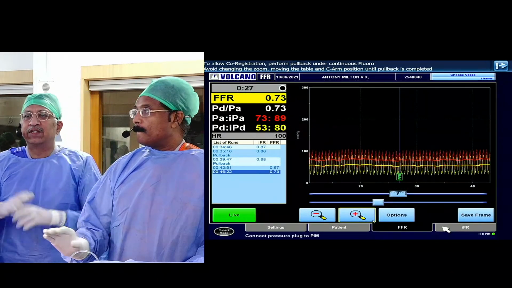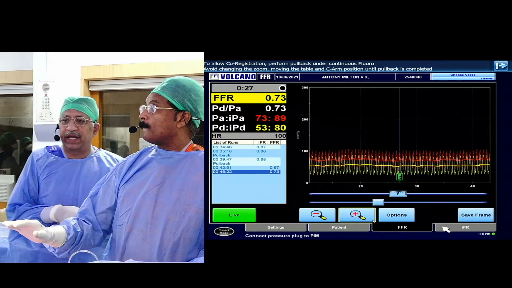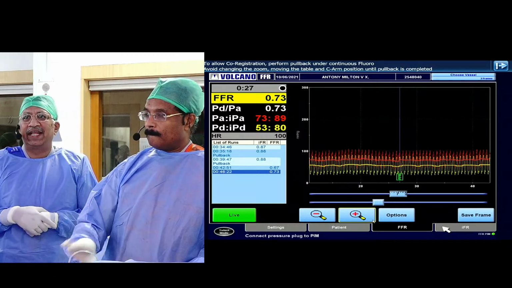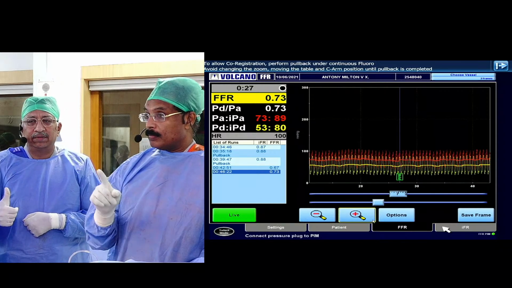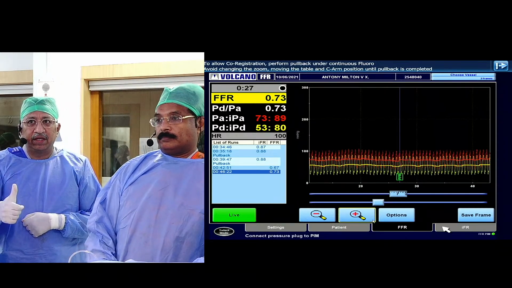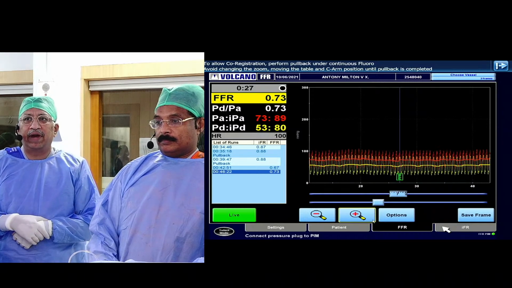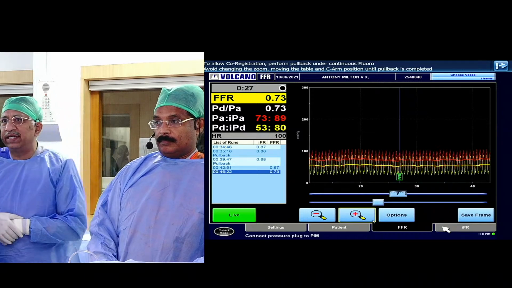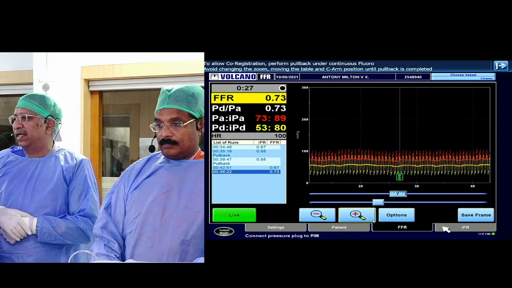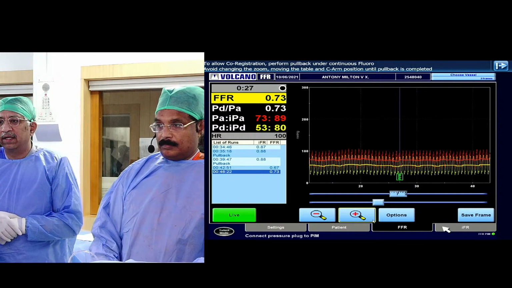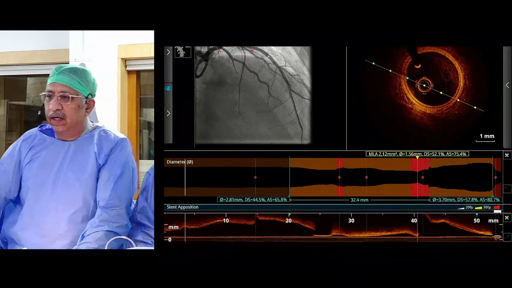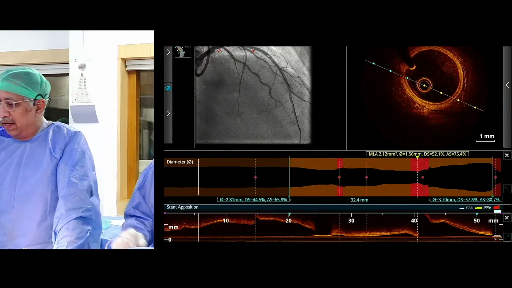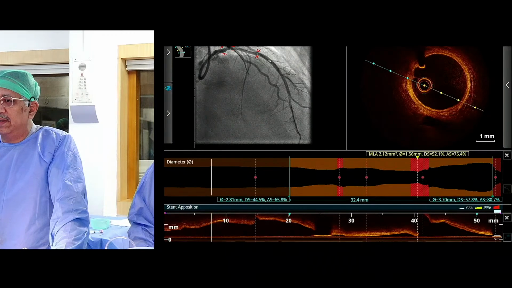The next question is, now if you look at the LM bifurcation, Medina, we would say that this is probably 0, 1, 1, if you take the 50% stenosis criterion. But now if you look at the OCT, that's what he did next. Can you go next? And let's have a look at the OCT. Now, that's an OCT run. Can you see the OCT, Ziad?